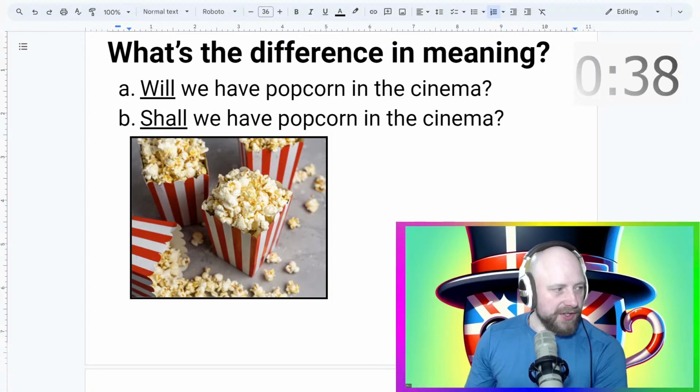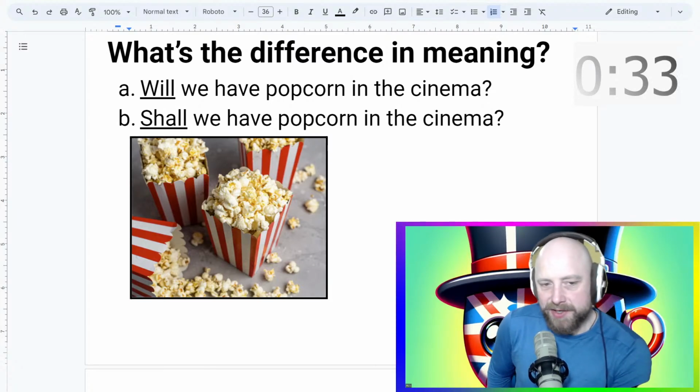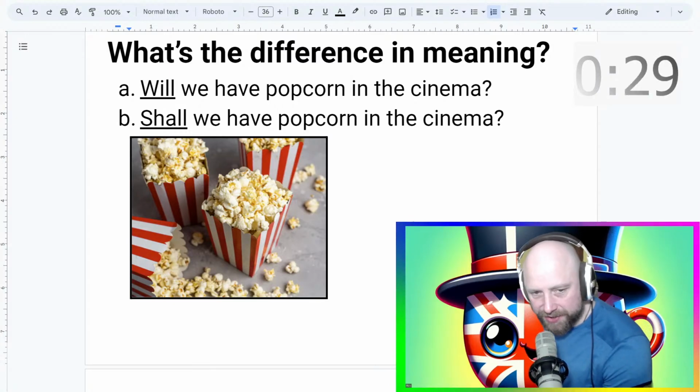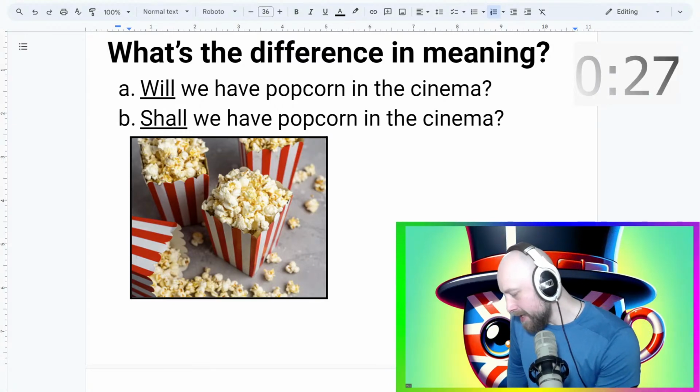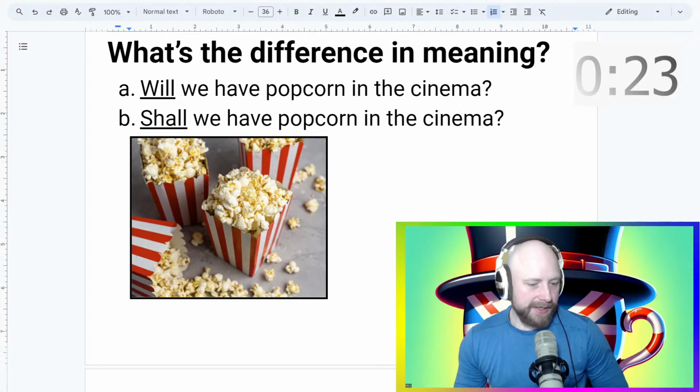Will expresses certainty and shall expresses suggestion. That's quite interesting, Anawat, but notice that here they're both questions. So that's a little bit different.